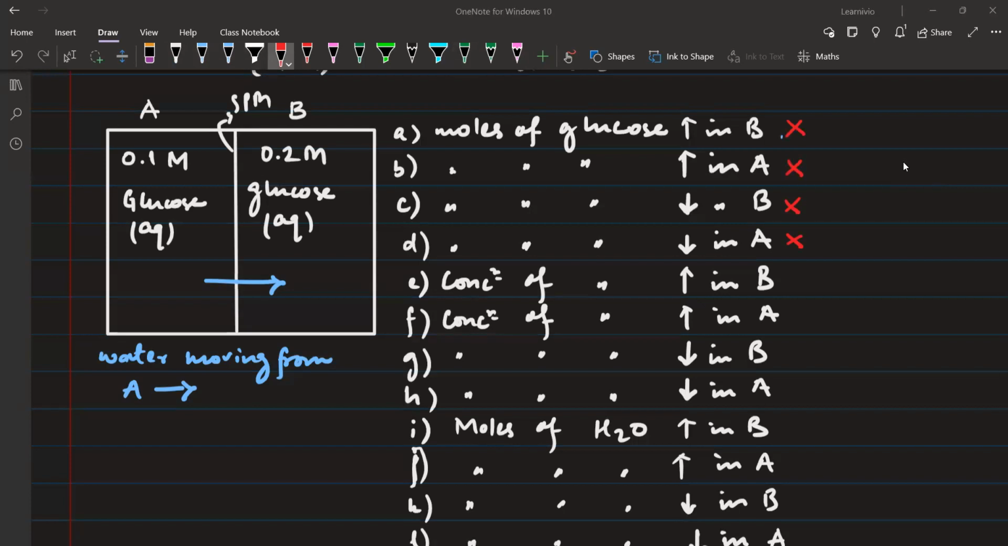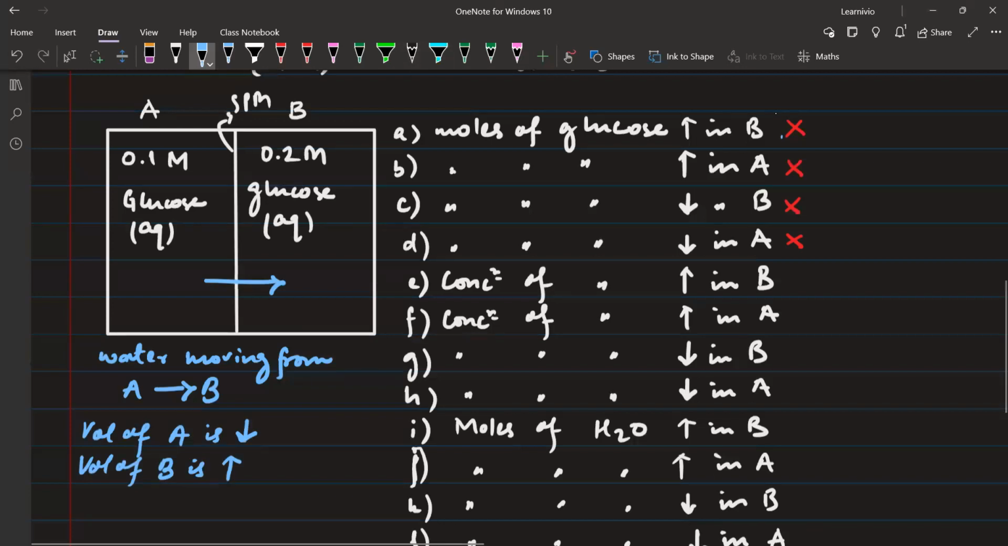Now let's talk about concentration. Concentration is not only the amount of glucose, but also the volume of solution. Now, what is moving from A to B? In this case, water moves from A to B, so we can say that the volume of A is decreasing and the volume of B is increasing. Makes sense? Yes, all of you agree with me? Sufyan, Mariam, and Navarna? Yes, Mariam and Sufyan. Do you agree with me?